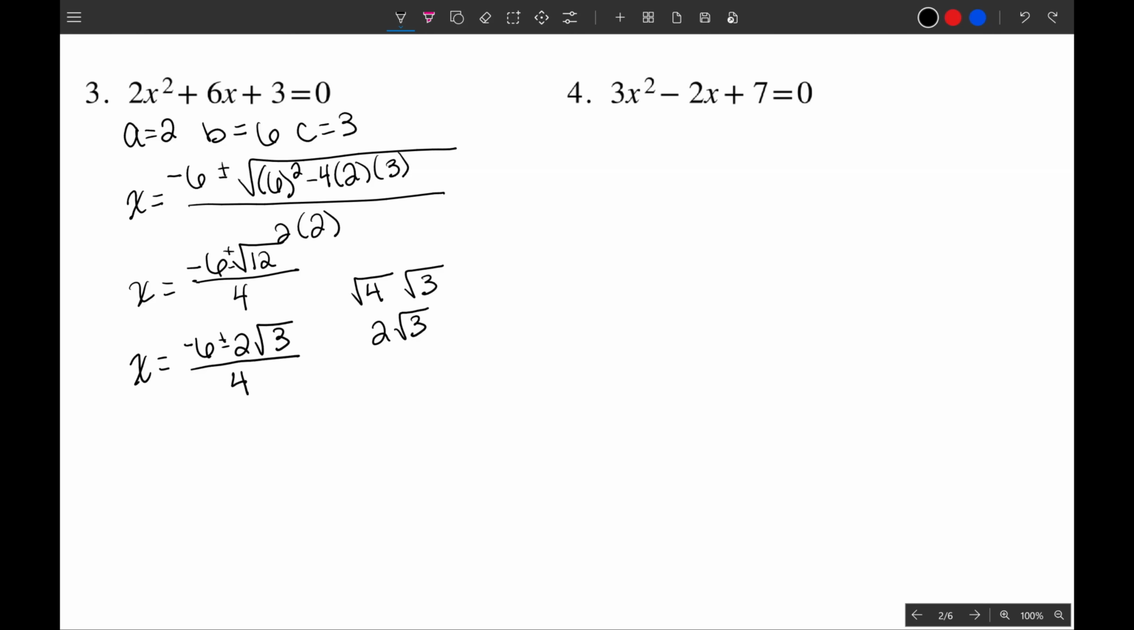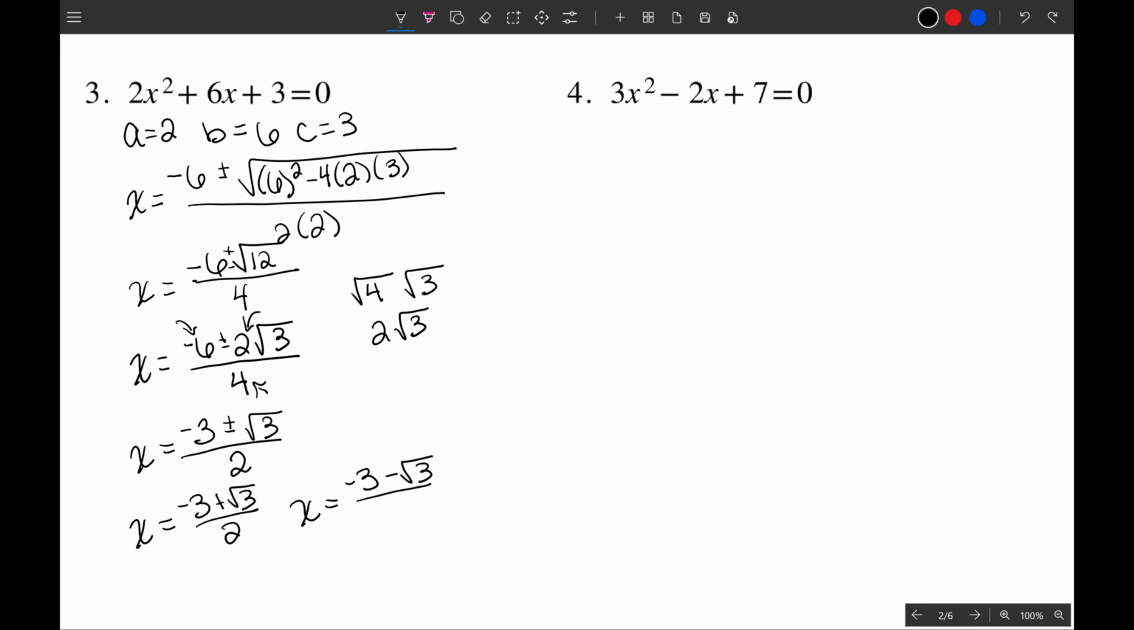all over 4. And then I have negative 6, 2, and 4 will all divide by 2. So negative 6 divided by 2 is negative 3. 2 square roots of 3 divided by 2 is square root of 3. And 4 divided by 2 is 2. So my two answers are x equals negative 3 plus the square root of 3 over 2, and x equals negative 3 minus the square root of 3 over 2.